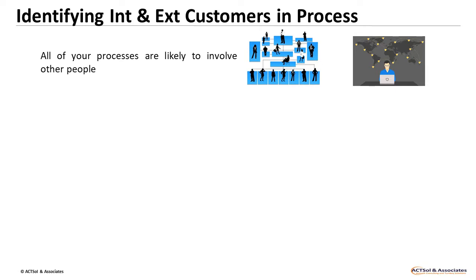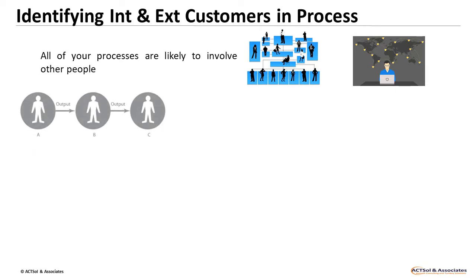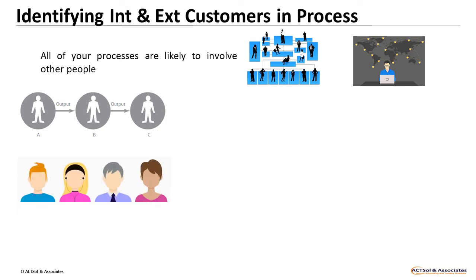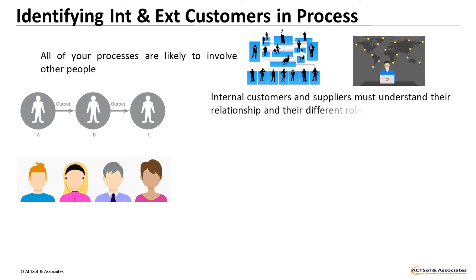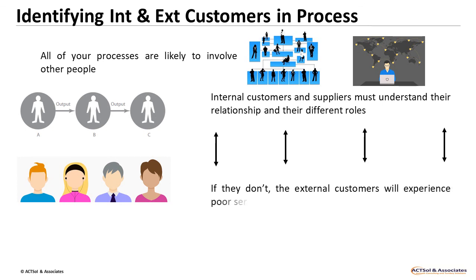Now consider the figure on the screen. Department A produces output for Department B, which produces output for Department C, which provides the answer to an external customer inquiry. Each of these departments is involved in the process and needs to understand the objectives of the big process. Internal customers and suppliers must understand their relationship and their different roles. If they don't, the external customers will experience poor service.